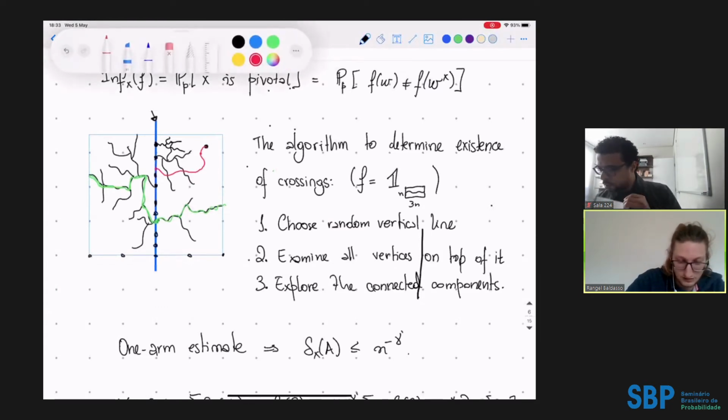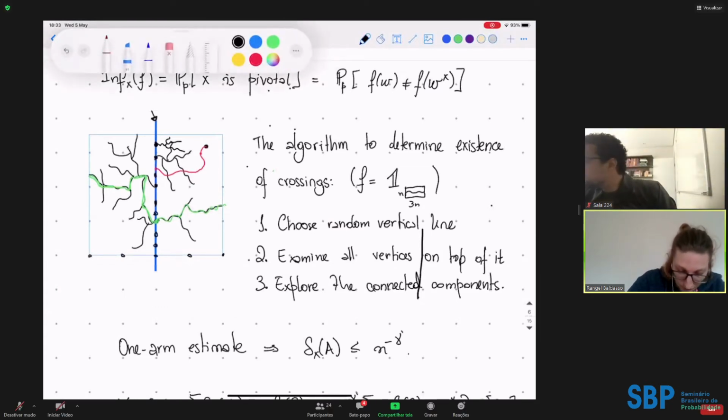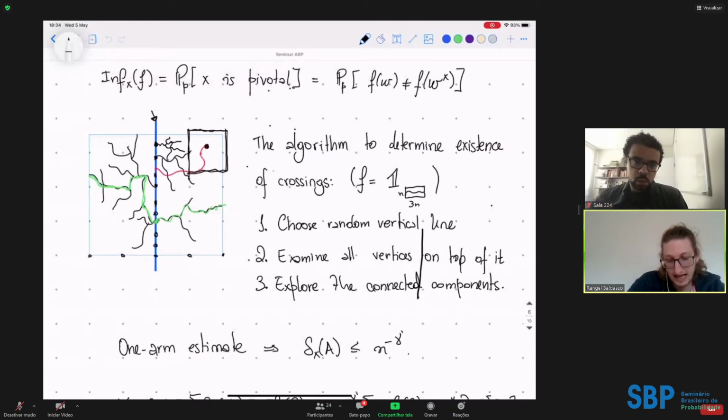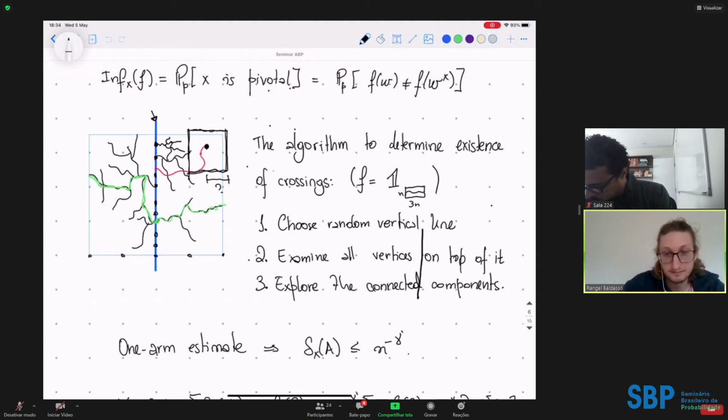Okay. So if this vertex is very far away from your line, then what you recover here is a one-arm event. So you see that you have a box here of some side length, and you have a connection from its center to its boundary, which you know decays polynomially.